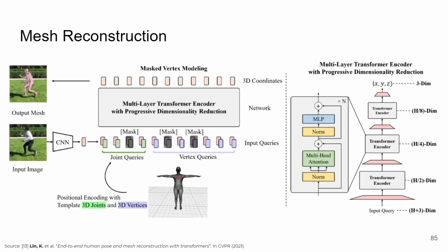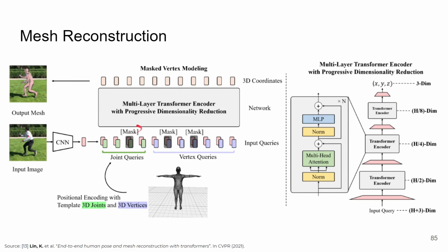And then another very interesting thing of this work is the use of the positional encodings. So instead of using different tokens, each token is going to be exactly the same. So this is going to be a vector representation of the image output from a CNN, and we're going to replicate that vector across all of the tokens, and the difference is going to be in the positional encoding. They are going to define a template skeleton and a template mesh, and the positional encodings are going to be the position of each of the joints and of each of those vertices.